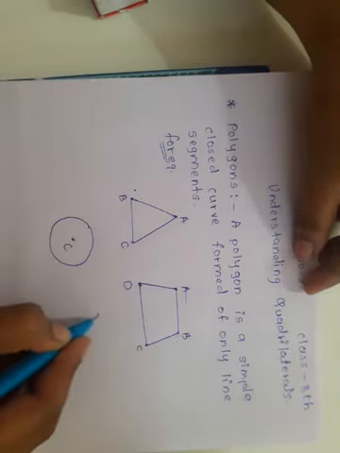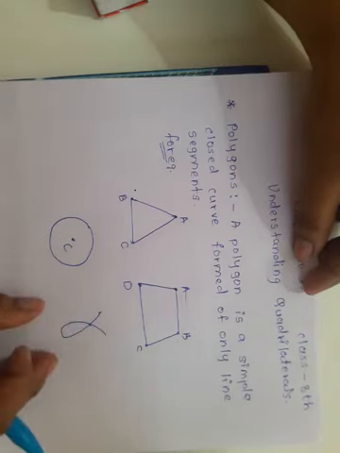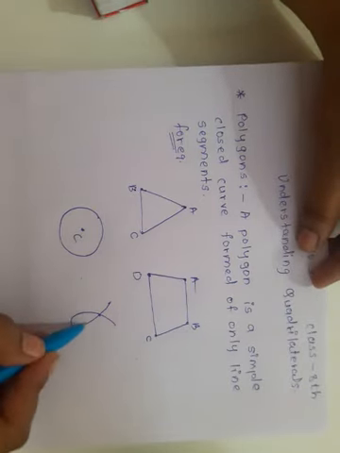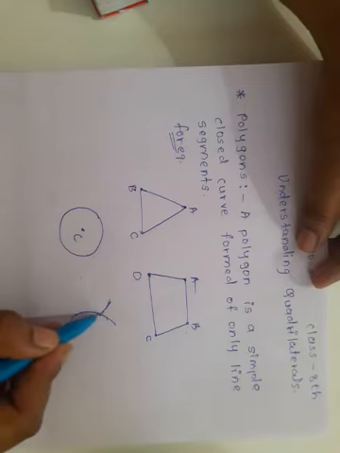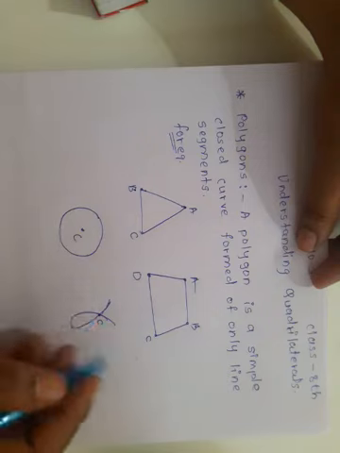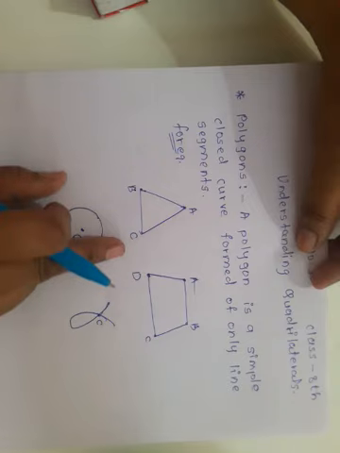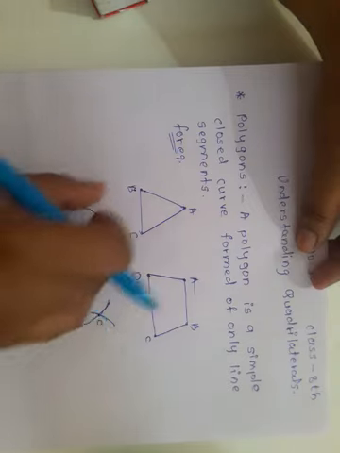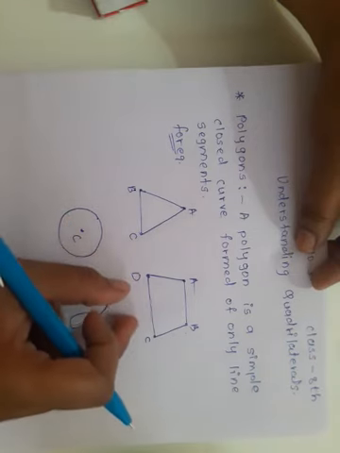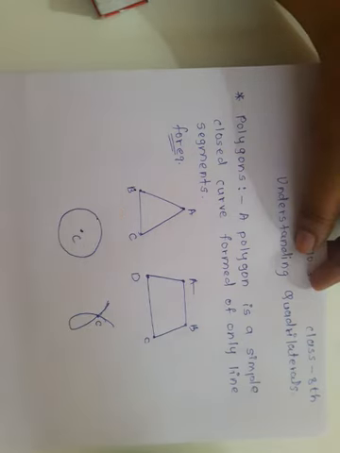Now see this diagram. Is this diagram a polygon? Obviously not, because its line segments intersect each other. They are intersecting at a point C, suppose. Since these line segments intersect each other, this diagram is not a polygon. Triangle ABC and quadrilateral ABCD, whose line segments do not intersect and which are made up of only line segments, are the most common examples of polygons.